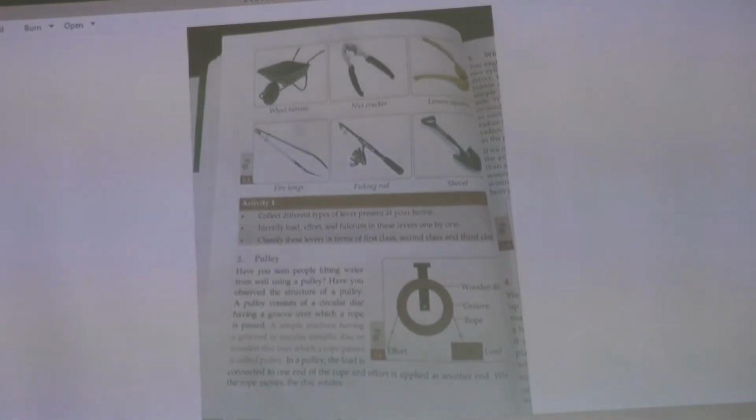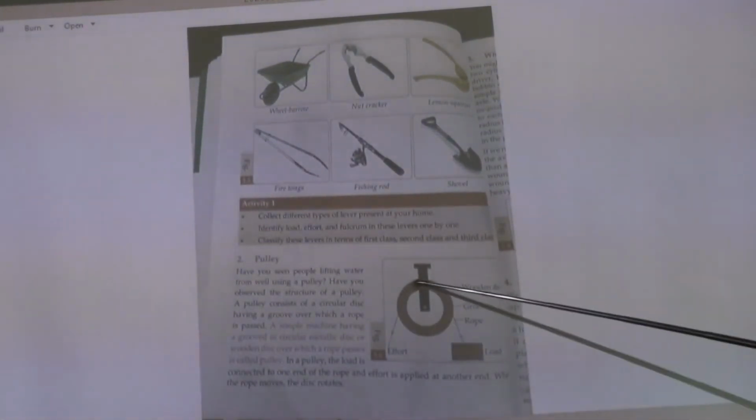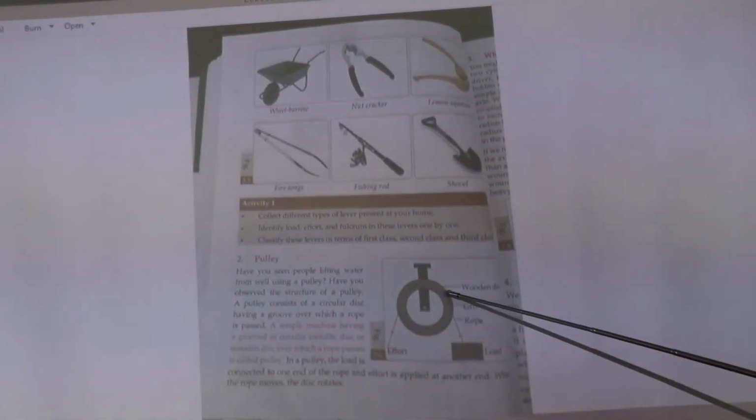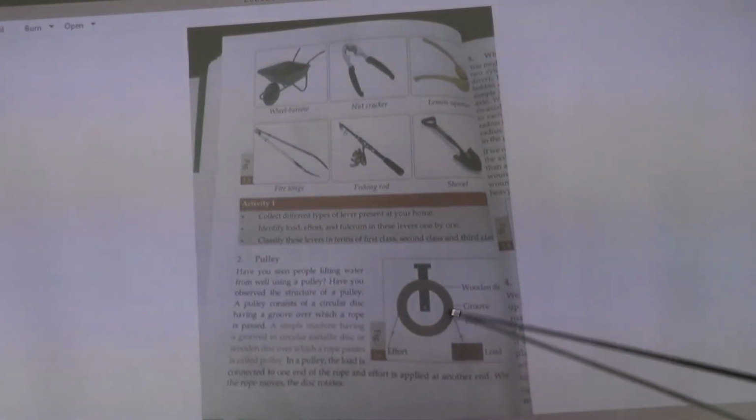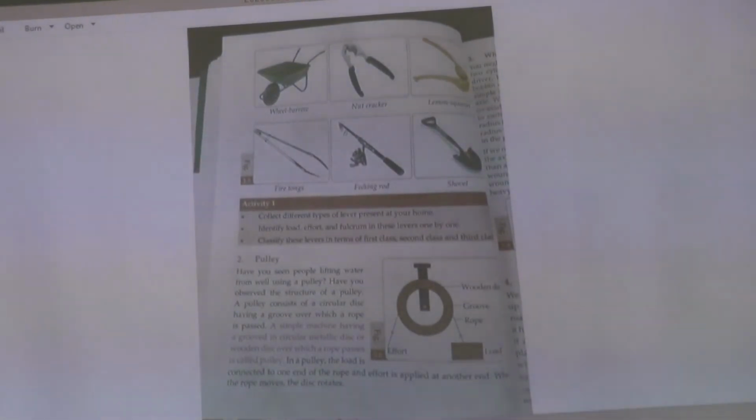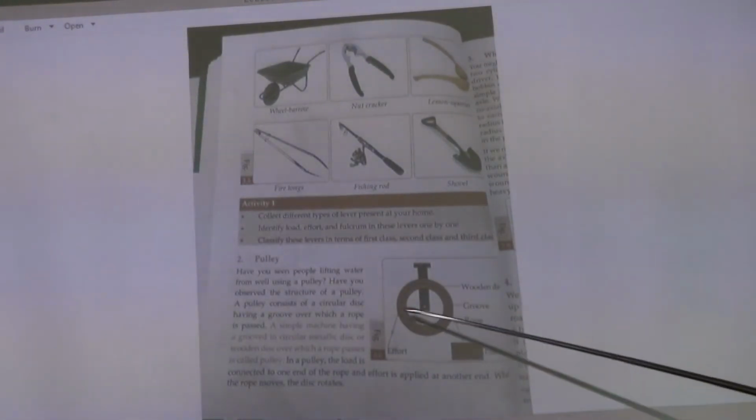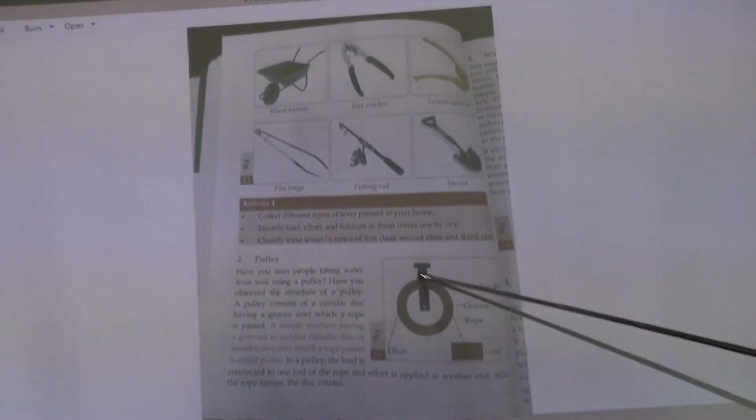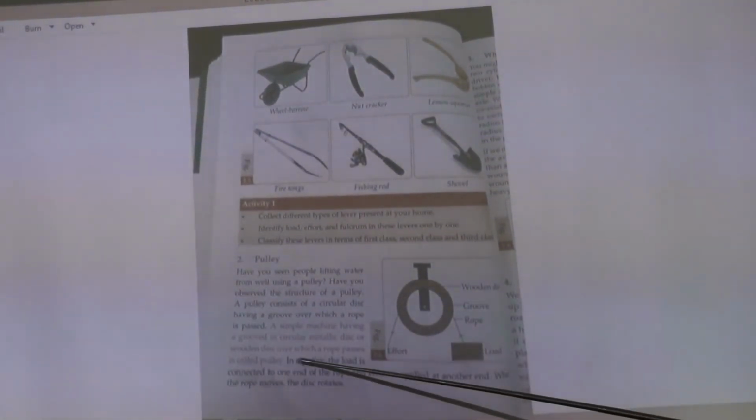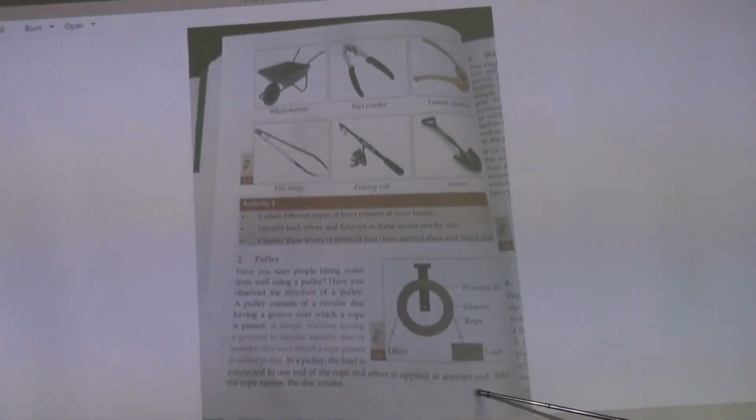A pulley consists of a circular disc having a groove over which a rope is passed. A simple machine having a groove in a circular metallic disc or wooden disc over which a rope is passed is called a pulley.